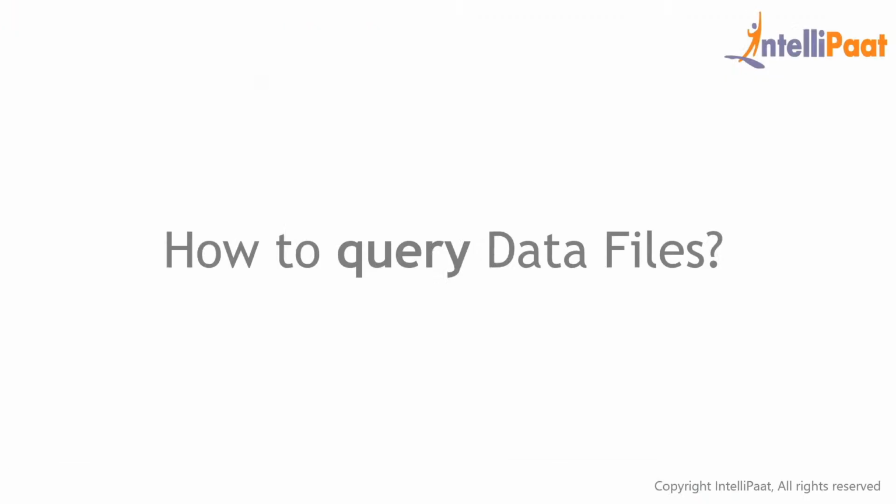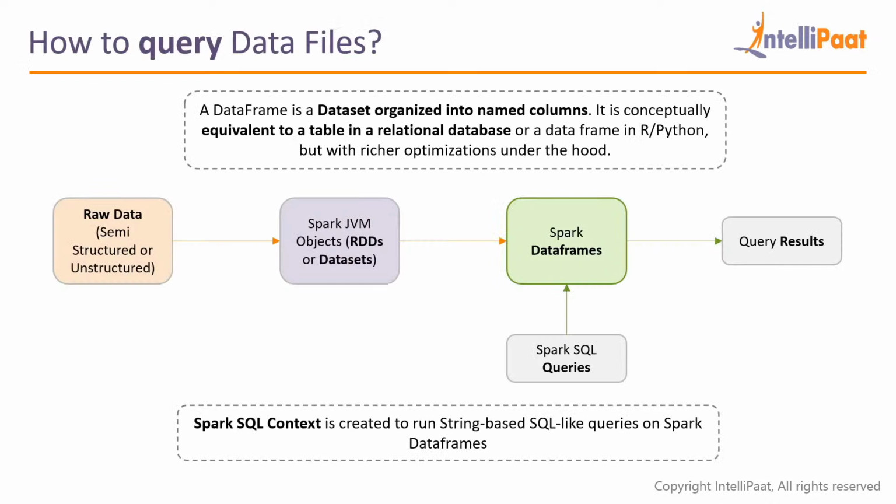So now we have reached the querying part. So let us see the exact procedure that Apache Spark follows for this data file querying. So as we can see, the way we achieve data querying is by converting the raw data that we have, in other words, the data files that we were referring to earlier, to data frames, and then we run normal SQL queries on them. So the definition of a data frame is it is a data set organized into named columns. It is conceptually equivalent to a table in a relational database or a data frame in R/Python, but with richer optimizations under the hood.